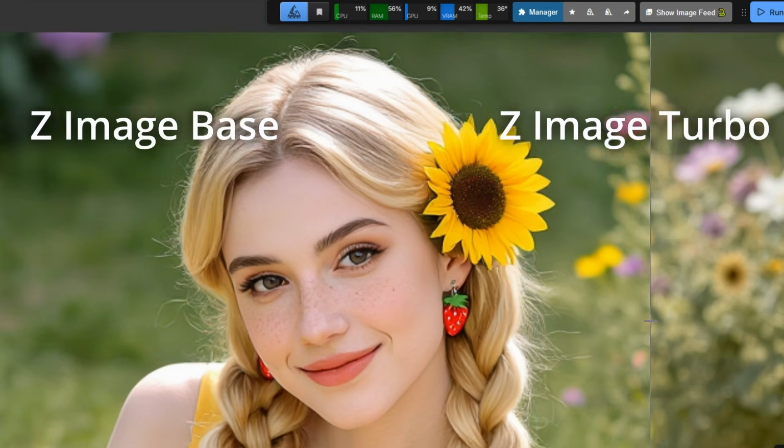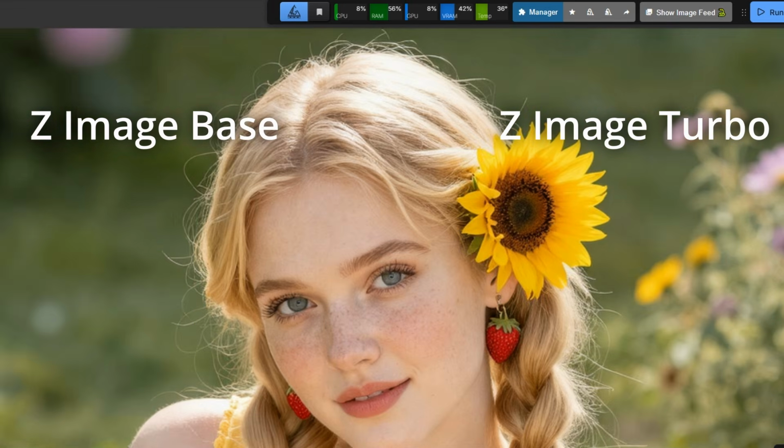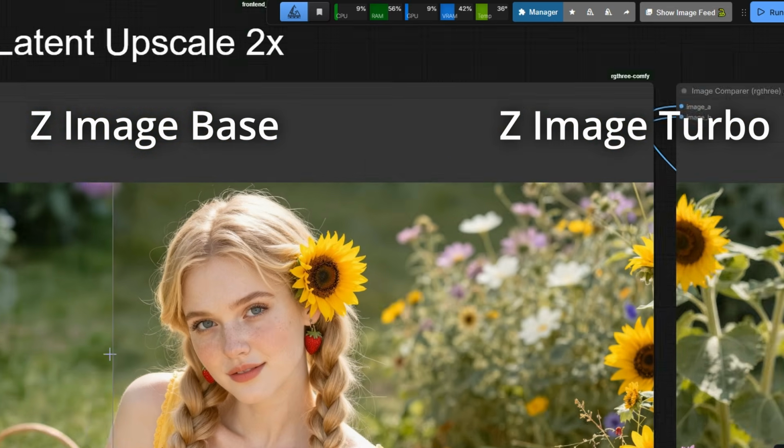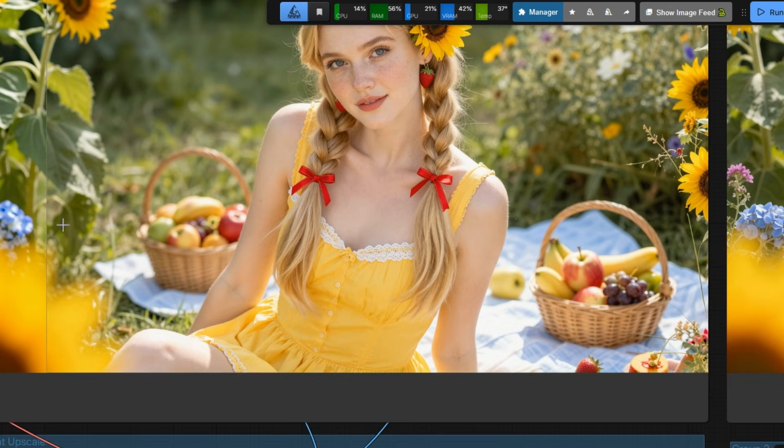The original image uses Z Image Base. A refiner with Z Image Turbo adds more detail and realism. Now let's look at some example comparisons.